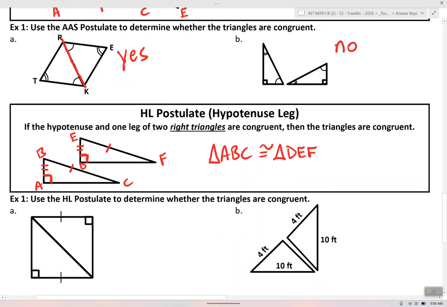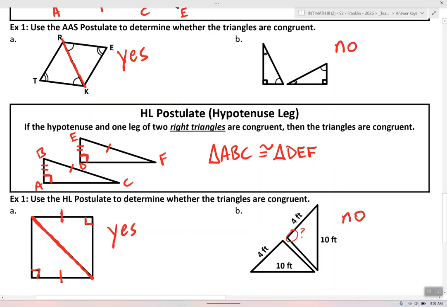So using this hypotenuse leg postulate to determine whether the triangles are congruent, we have to have the hypotenuse. On example A, that is this side, it is shared, so it is congruent. We have the hypotenuse, we have another leg right here, and we have a 90-degree angle. So yes, this is enough information. On example B, we do have two sides, a 10-foot side and a 4-foot side, but there is no information about this angle. I don't know if it's a 90-degree angle or not. It kind of looks like one, but I can't assume that it is. So this is not enough information to determine.